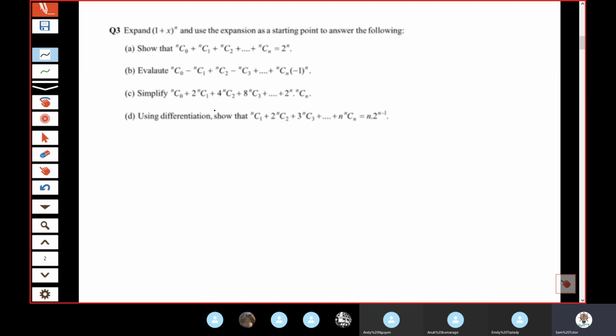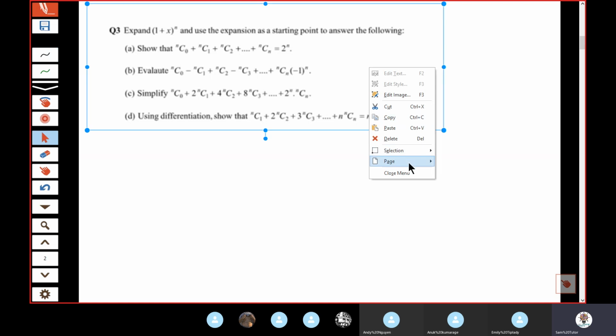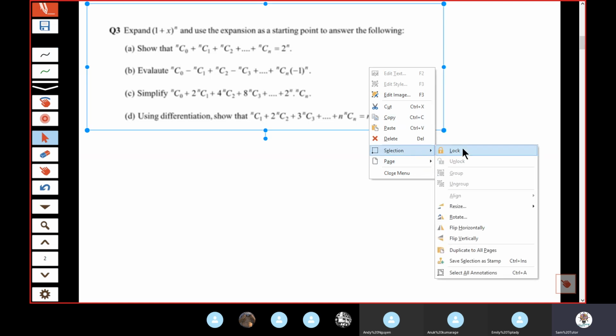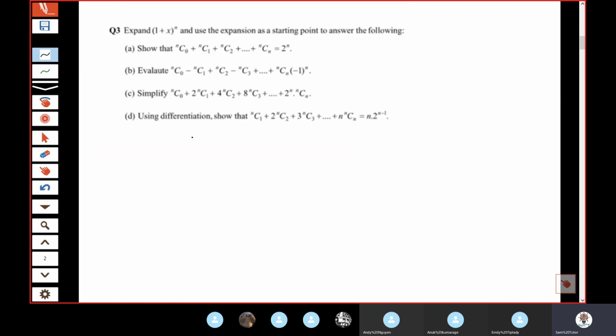Okay, let's start. First, we've got to learn how to expand 1 plus x again. So, let me just lock this in case we've got to write anything on it. Page and selection lock. All right. Expand (1 plus x) to the n.